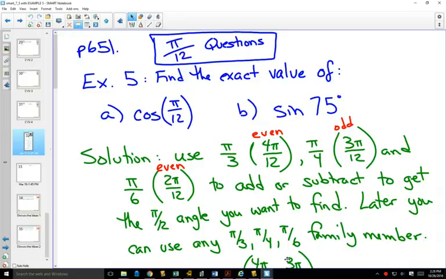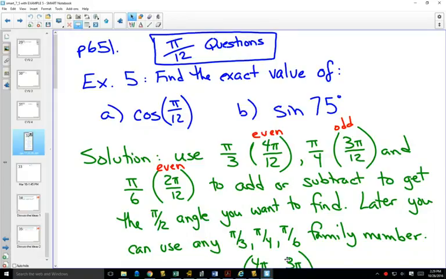So what I've done in the brackets there is I just wrote what is pi over 3 equal to if you had a denominator of 12, what is pi over 4 equal to if you have a denominator of 12, and what is pi over 6 equal to if you have a denominator of 12. And then we're going to use those to add or subtract to find the value that we're looking for.